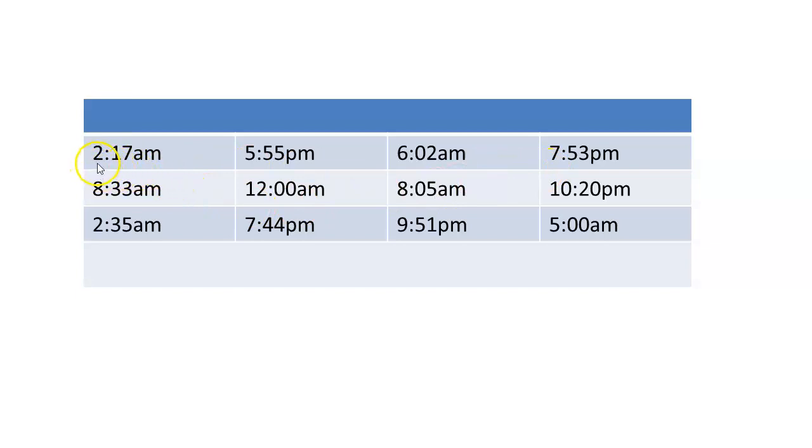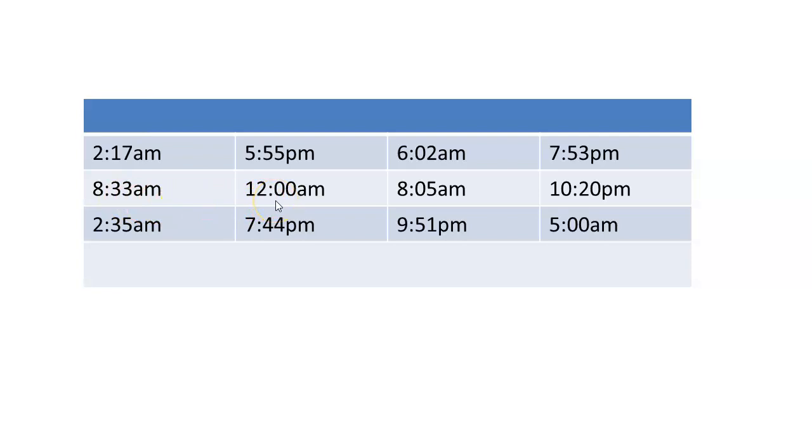2:17 a.m. How would you express this time? Son las 2:17 de la mañana. Son las 5:55 de la tarde. O son 5 para las 6 o son las 6 menos 5. Son las 6:02 de la mañana. Son las 7:53 de la noche. O son 7 para las 8 o son las 8 menos 7. Son las 8:33 de la mañana.